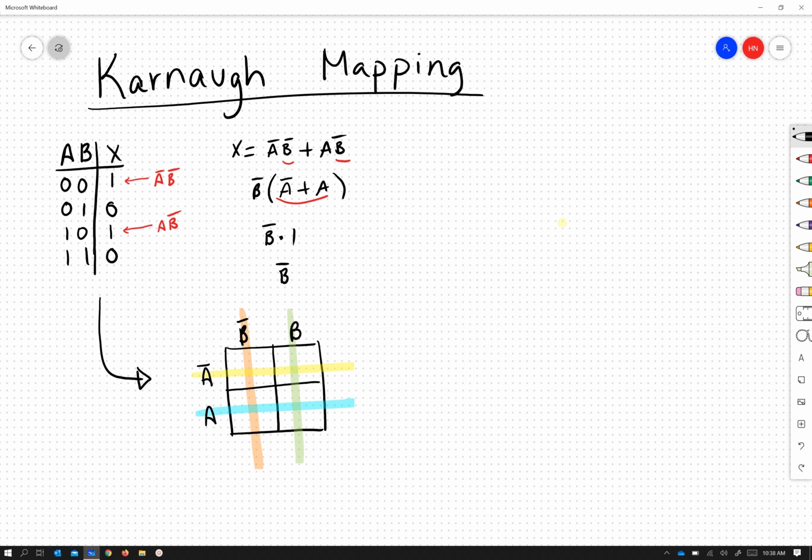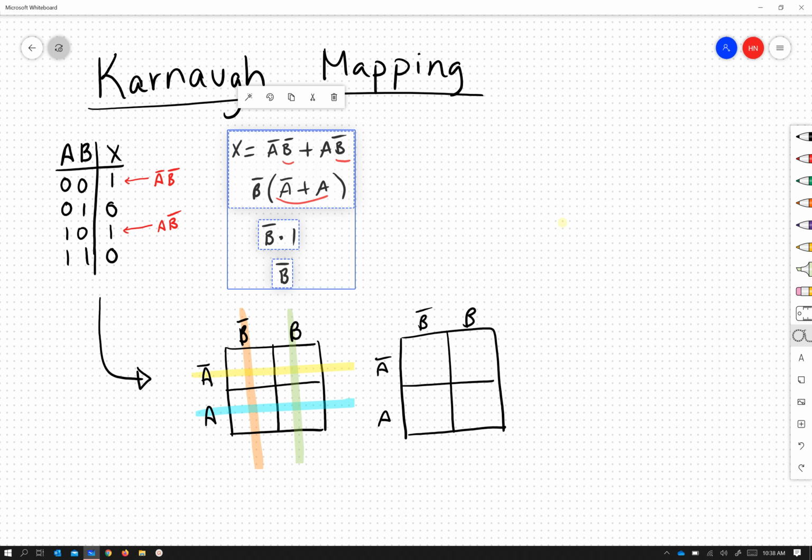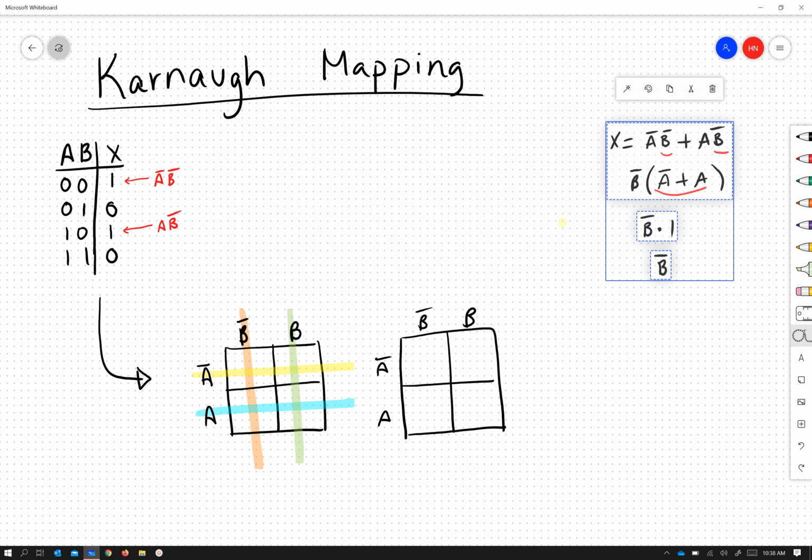So with this K-map, now what we're going to do is fill it in. Let me redraw it because I drew all over it again. So I'm going to draw a blank one without those rows and columns highlighted. So this is my K-map and it's blank. What we're going to do is fill it in. So I'm going to take my Boolean simplification and move it out of the way.